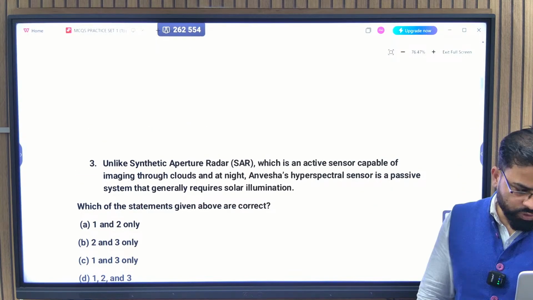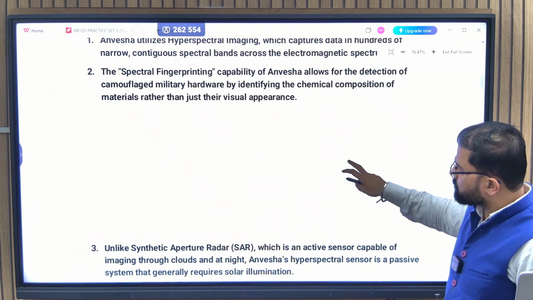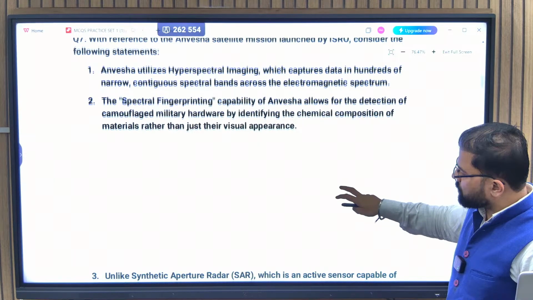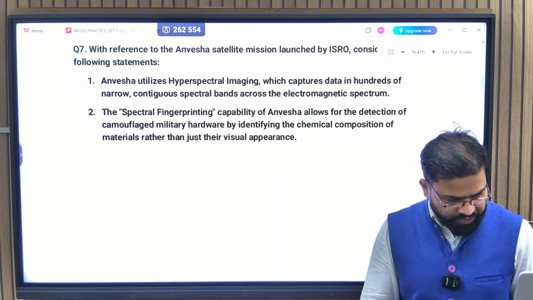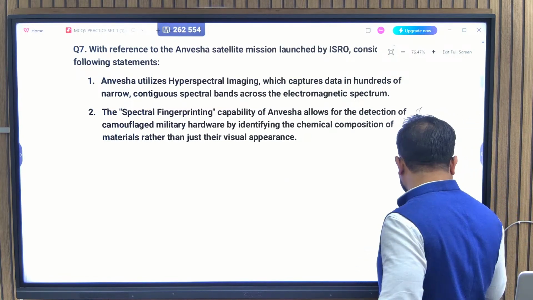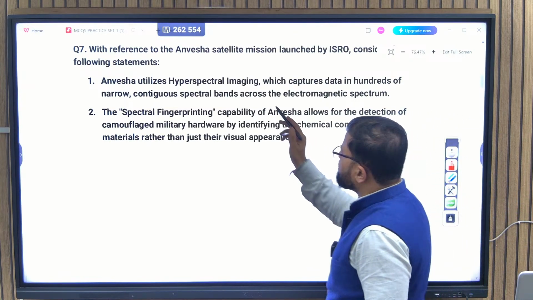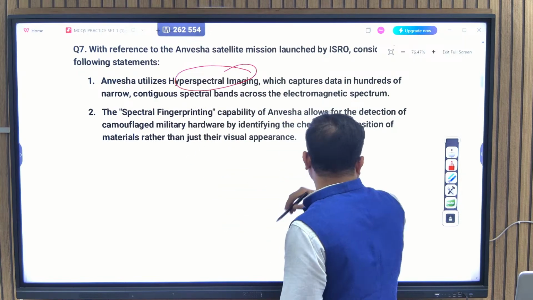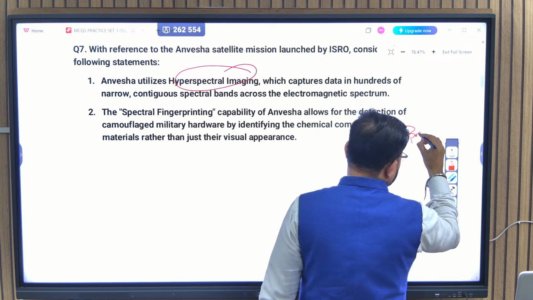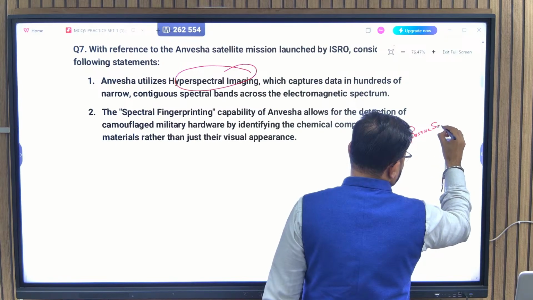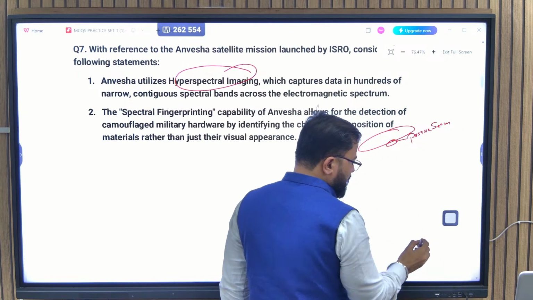Go through these questions. UNVASE satellite, question number 7. Yes, D. Already we have discussed that it uses the principle of hyperspectral imaging. Suppose this is the UNVASE satellite. Here we have a sensor. This sensor is, first, a passive sensor. That means it will capture the reflected light.